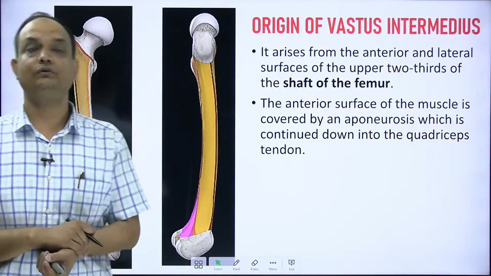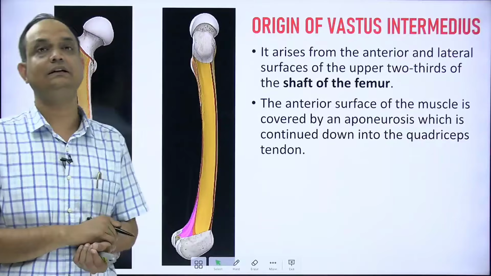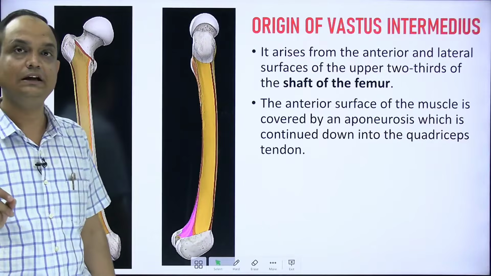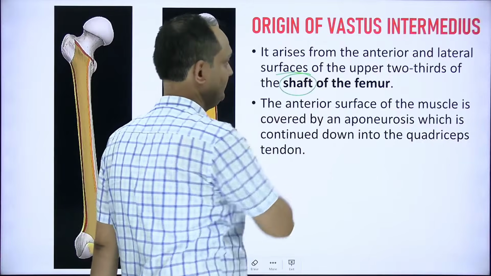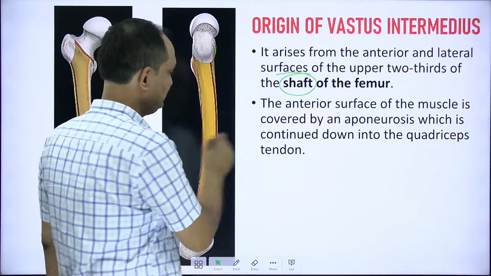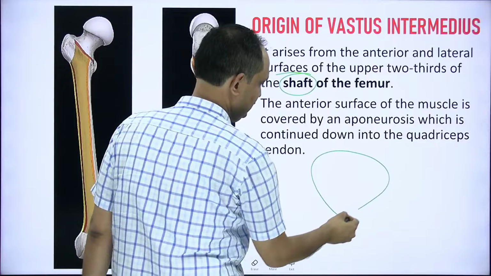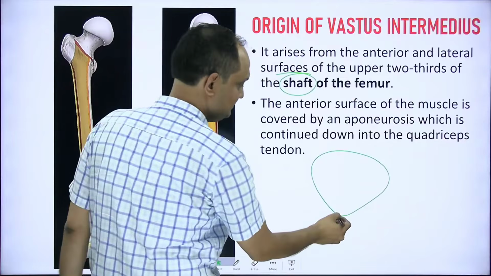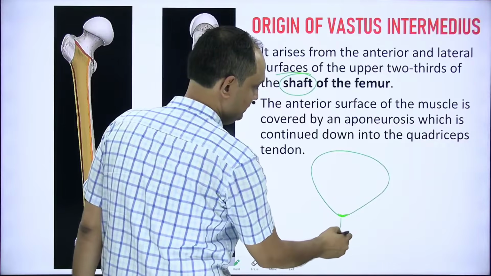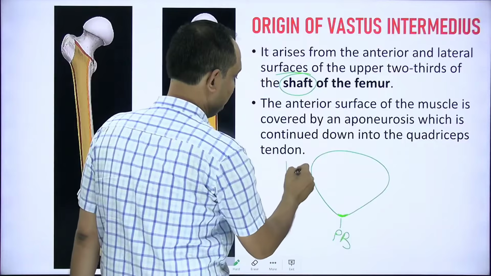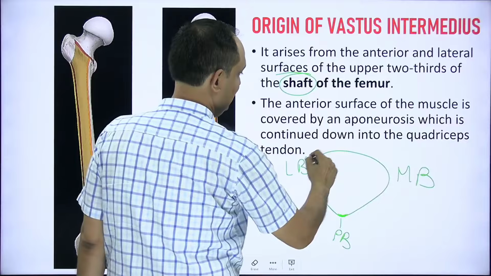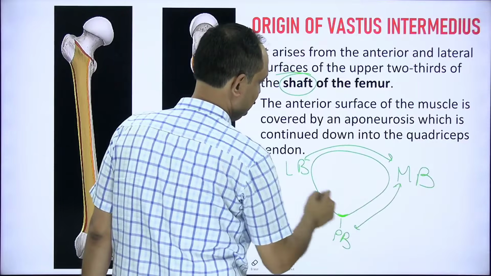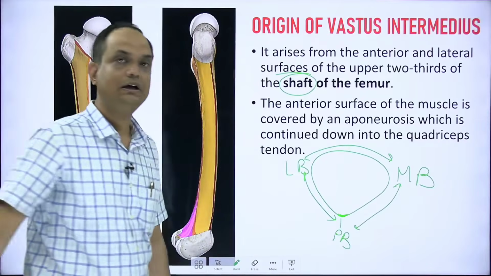Now, what is the origin of vastus intermedialis? Vastus intermedialis does not have a linear origin; rather, it arises from the shaft of the femur. When you see the section of the shaft, you will realize that it has the linea aspera, which is the sharpest posterior border. This is the lateral border and this is the medial border of the femur. So, you have the anterior surface, medial surface and lateral surface of the shaft.